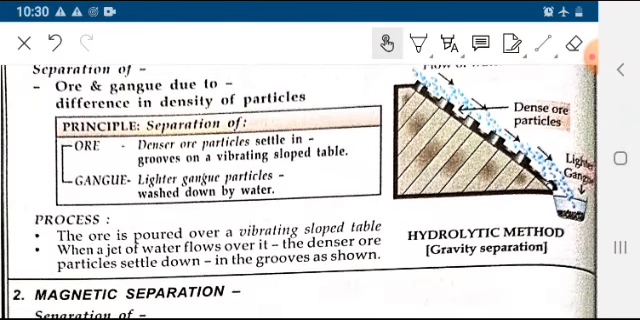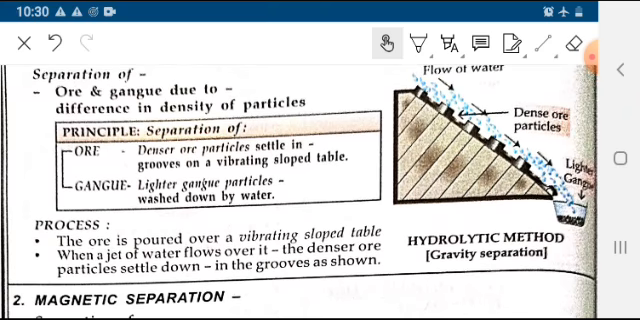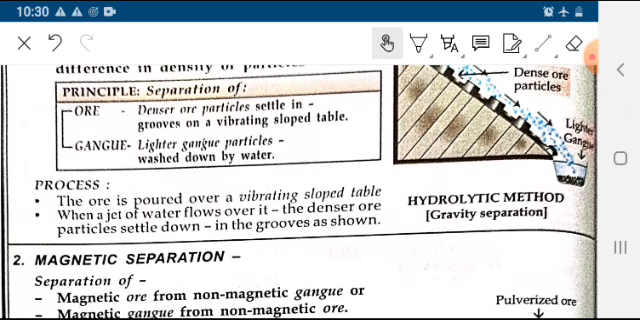Particle density is different. Principle of this ore separation: the denser ore particles settle in the groove, and the lighter gangue particles are washed down by water. What is the process? The ore is poured over a vibrating slope table. When a jet of water flows over it, the denser ore particles settle down.